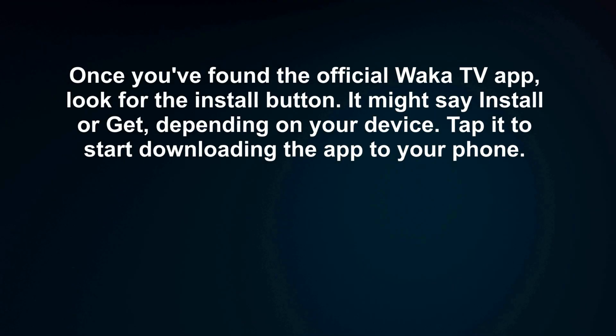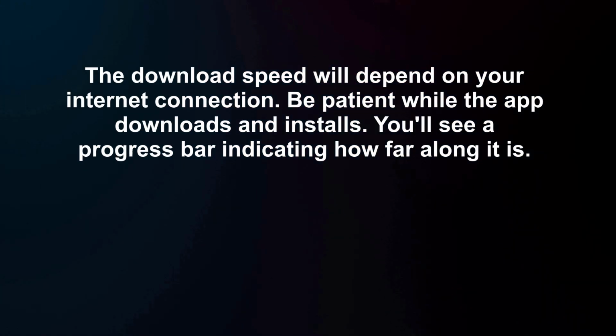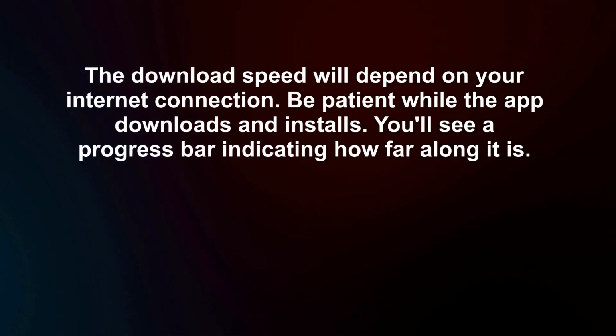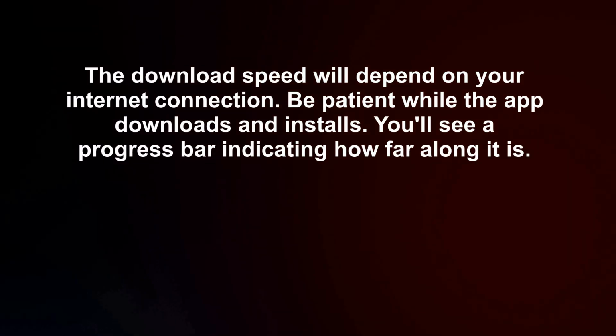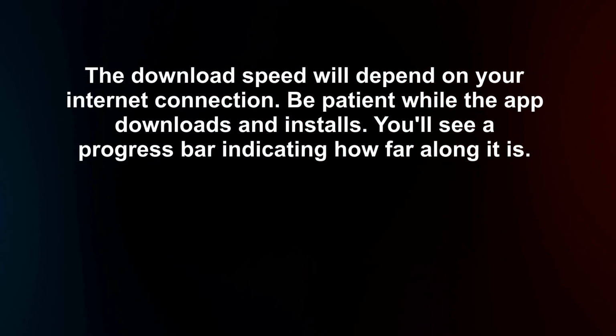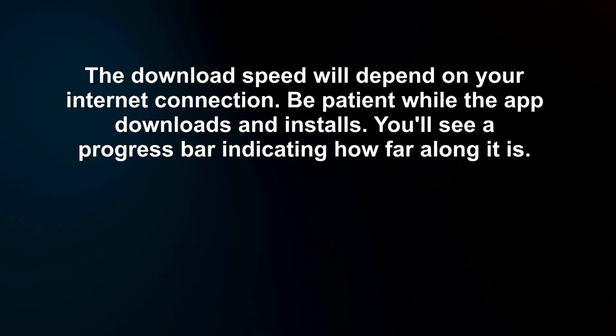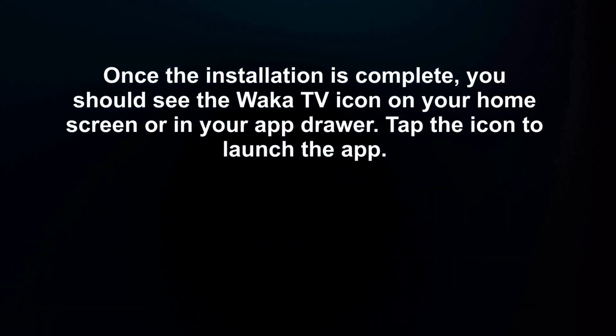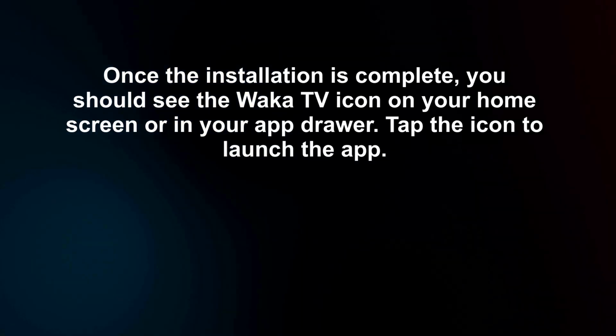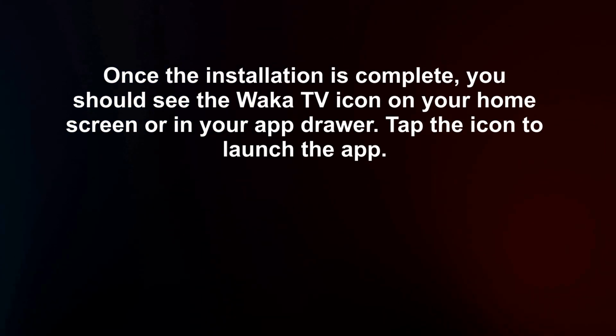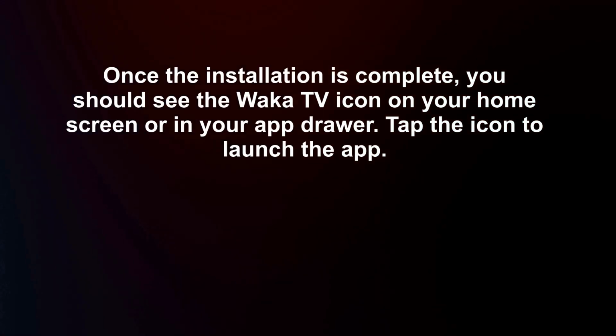Tap it to start downloading the app to your phone. The download speed will depend on your internet connection. Be patient while the app downloads and installs. You'll see a progress bar indicating how far along it is. Once the installation is complete, you should see the Waka TV icon on your home screen or in your app drawer. Tap the icon to launch the app.